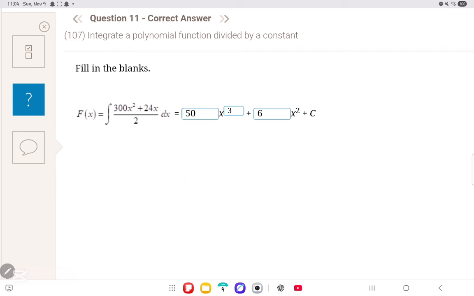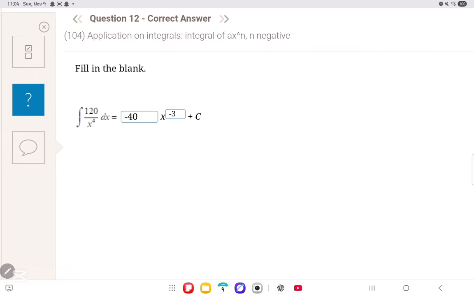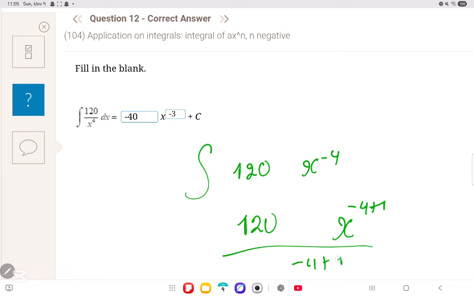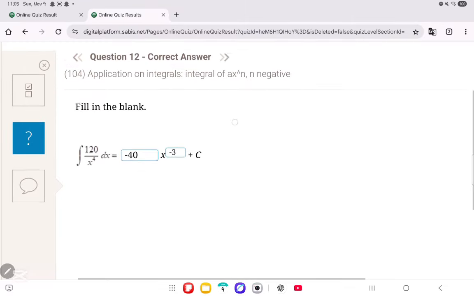Same exact thing over here, but we can't keep it in the denominator. We need to move it up. 120 x to the power of minus 4. It will be 120 x to the power of minus 4 plus 1 over minus 4 plus 1. So it's going to be 120 over minus 3 x to the power of minus 3. 120 divided by minus 3 is minus 40. So the final answer is minus 40 x to the power of minus 3.